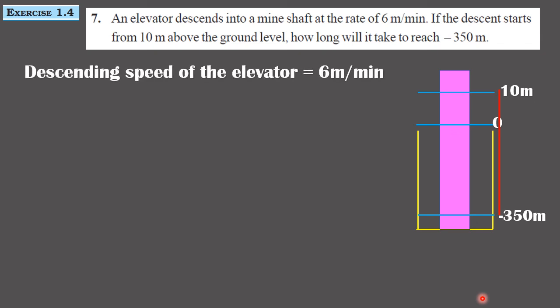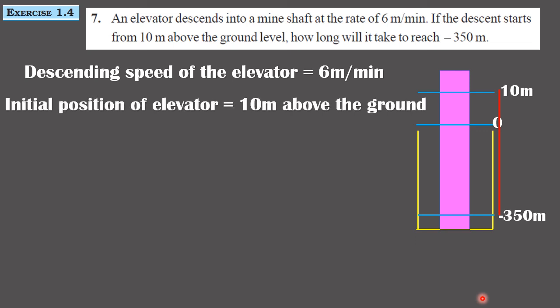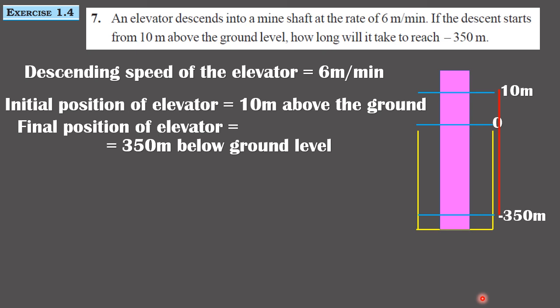So the descending speed of the elevator is 6 meters per minute. Initial position is 10 meters above the ground. Final position is negative 350, or 350 meters below ground level. So what is the distance? Children, this is 10 meters. If it comes down 10 meters, it will reach 0. Then from 0 again it has to go down 350 meters. So what will be the total? This is 350 and this is 10. So it will become 360, right?